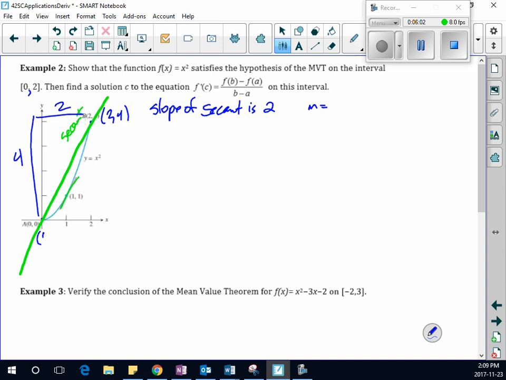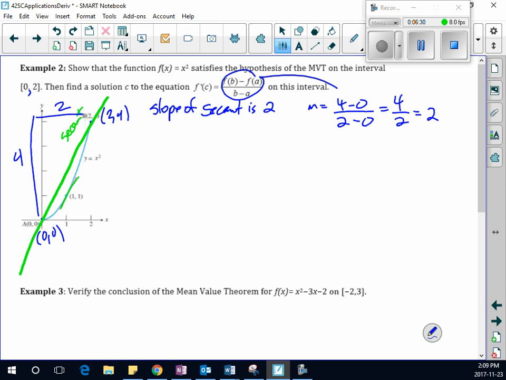you could have also done it using this part of the equation right here. That would be 4 minus 2 over 2 minus 0, and I would get 2 over 2. Sorry, I'll try that again. 4 minus 0 over 2 minus 0 gives me 4 over 2, which is 2. Either way, we get the slope of the secant line to be 2.